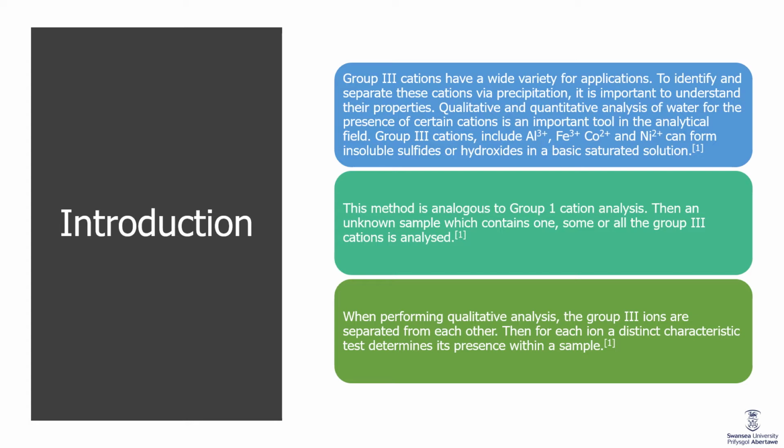When performing qualitative analysis, group 3 cations are separated from each other in order to classify the different ions present in the analyte. Then each ion has distinct characteristic tests that determine its presence within a sample.